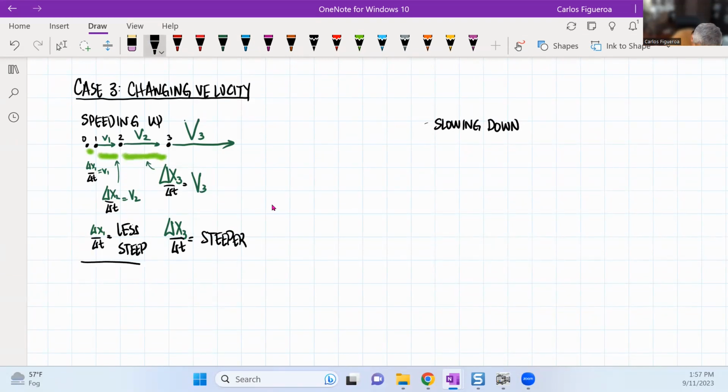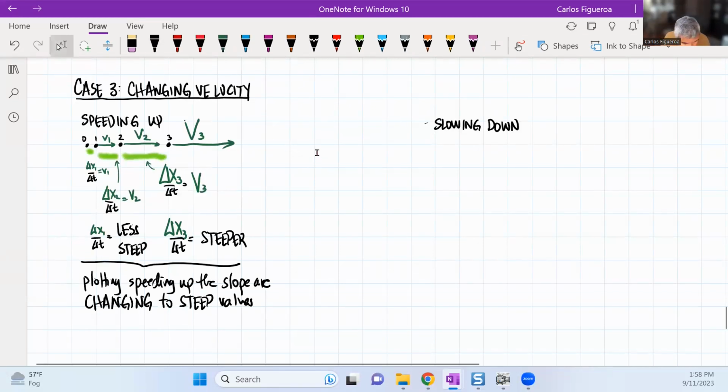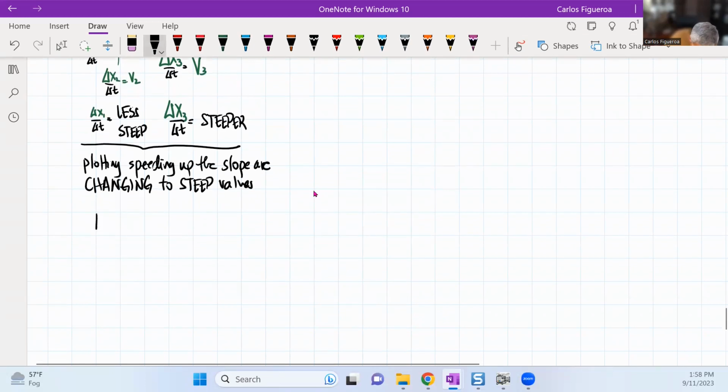So when we're plotting speeding up, these slopes are changing to steeper values. So if they're changing to steeper values, I'm almost out of time. Let me just draw this one picture just to end it here. Then I'm seeing a picture that looks something like this here.